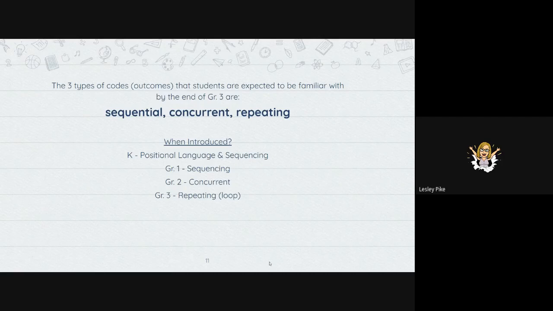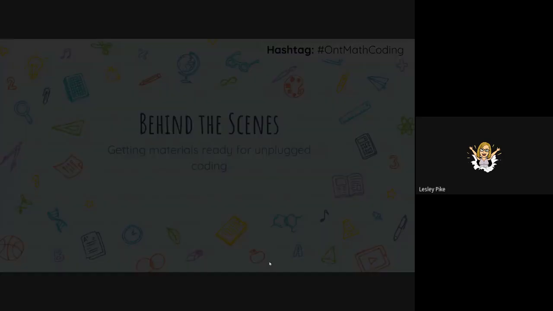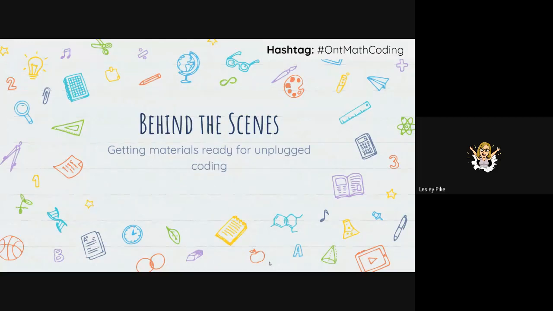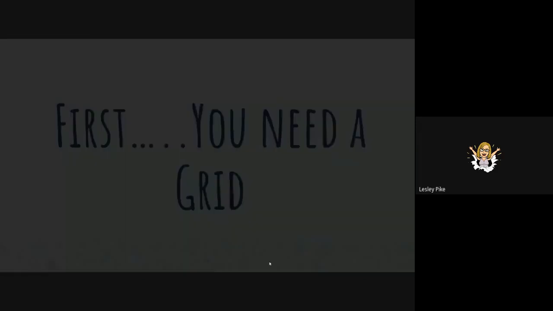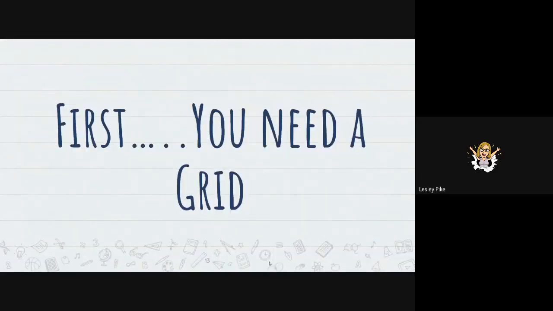And in grade 3, once again, we still do sequencing and concurrent codes or outcomes, but now we introduce repeating or looping codes. Now, what do you need to get ready for unplugged coding? So there's a few things you need to get ready. And first, you need a grid.